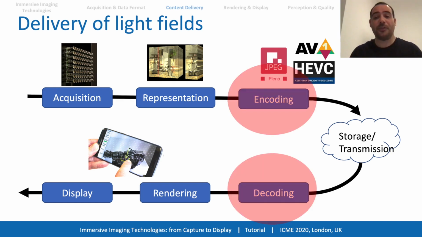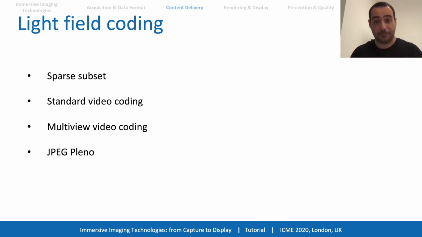Now let's first talk about light field coding. There are a number of light field coding solutions. There are coding techniques based on sparse subset, based on standard video coding, based on multi-view video coding, and solutions in the JPEG Pleno standard.